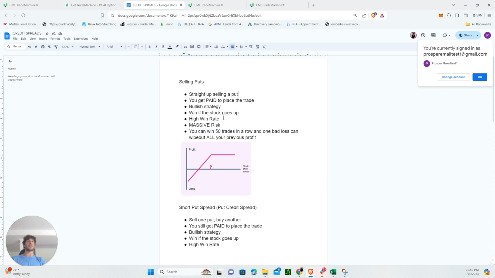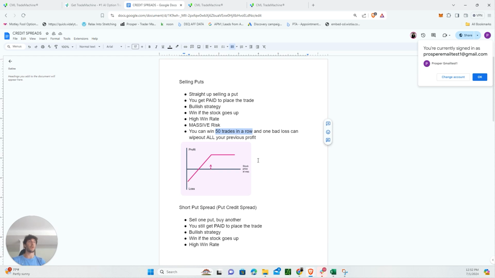And the biggest selling factor is it's a really high win rate. If you're doing the selling put strategy, you've got a really, really high win rate. The problem is it has huge, massive risk. You can win 50 trades in a row, but one bad loss can wipe out all your profit.